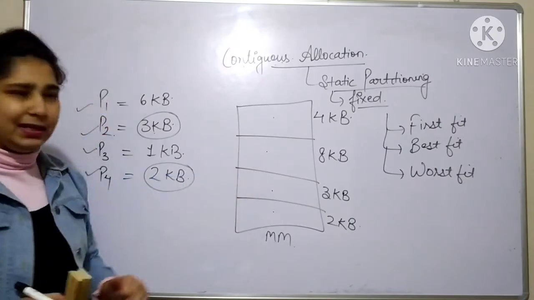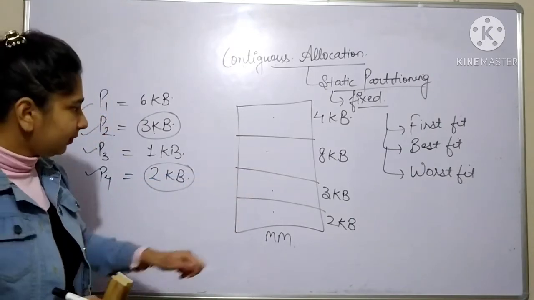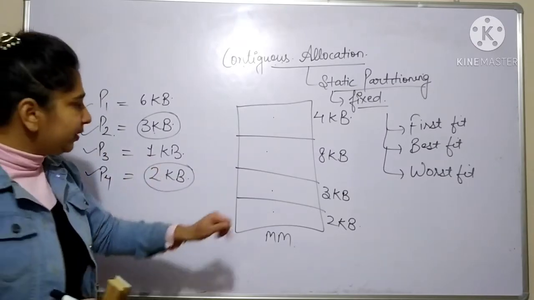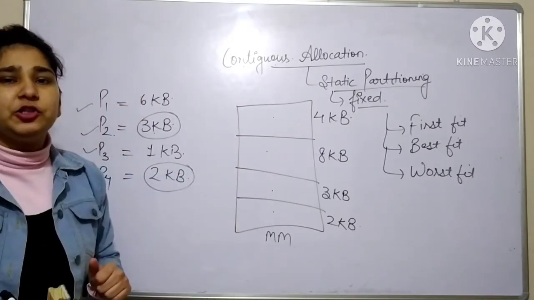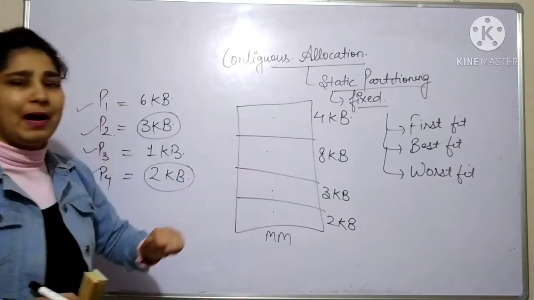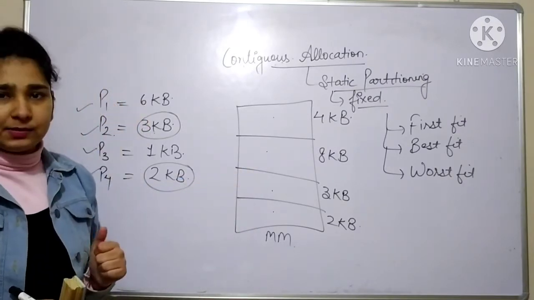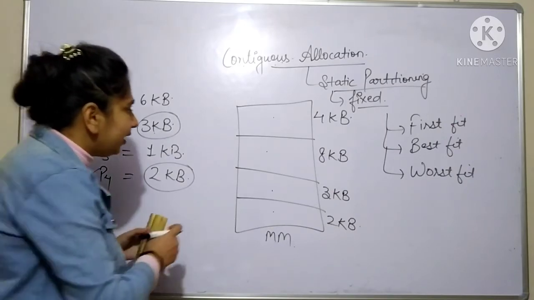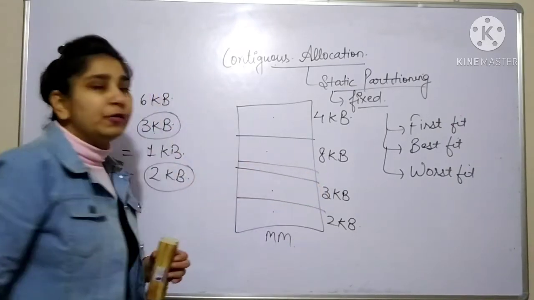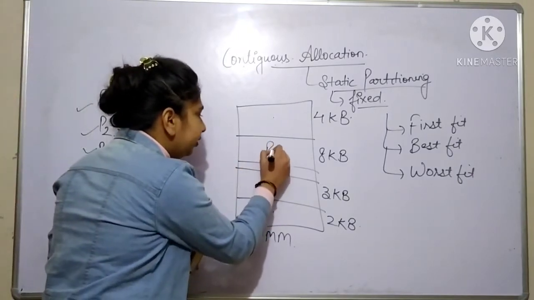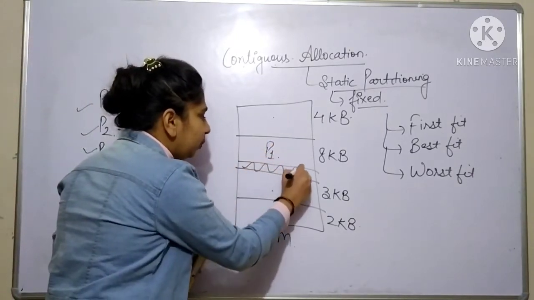This one, this 8 KB. So your process P1 is going to be stored in this partition. This is the first partition to keep a 6 KB process. So if we are using the first fit algorithm, we are going to store process P1 here.